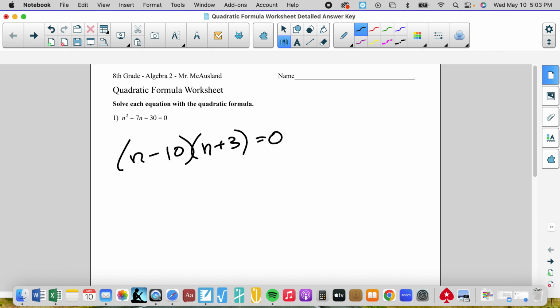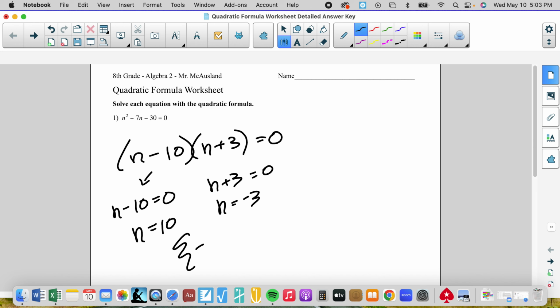We use the zero property. We set each one equal to 0, and we find that n equals 10 and n equals -3. So -3 and 10 are the two solutions. And that works, and you should absolutely use that technique if this quadratic is factorable.